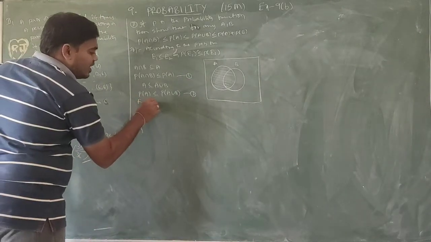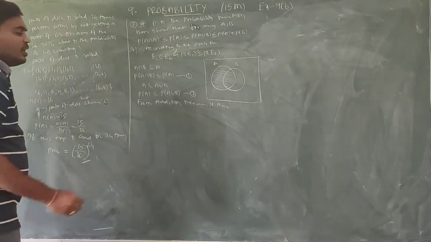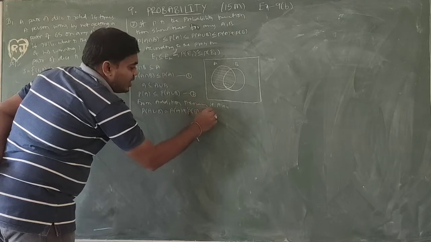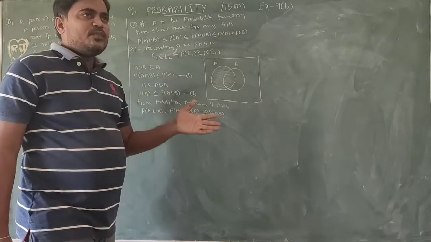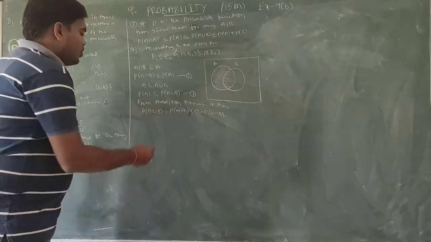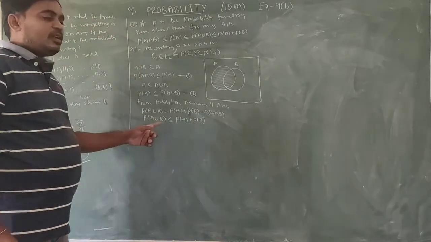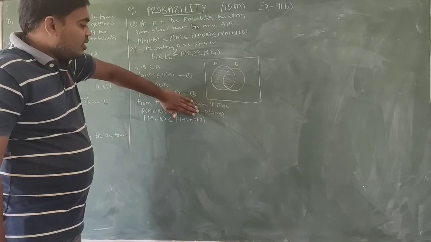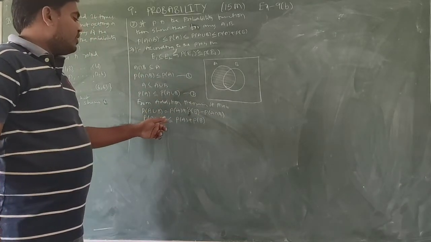Next, from the addition theorem of probability, P of A union B equals P of A plus P of B minus P of A intersection B. All these probabilities lie between 0 and 1, and we are subtracting a quantity, so P of A plus P of B is bigger than P of A union B. So P of A union B is less than or equal to P of A plus P of B, because some quantity is reduced from P of A plus P of B. This is equation 3.